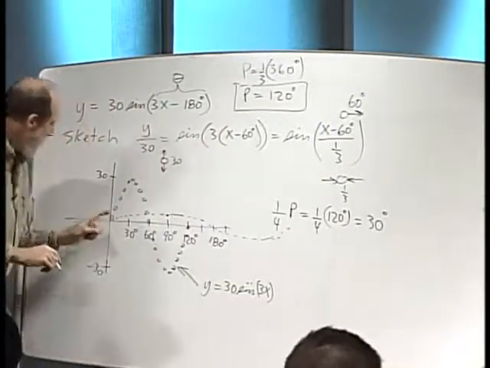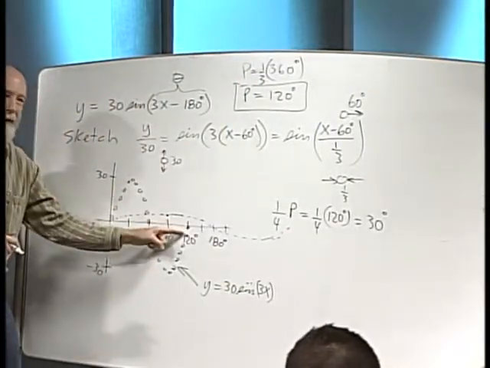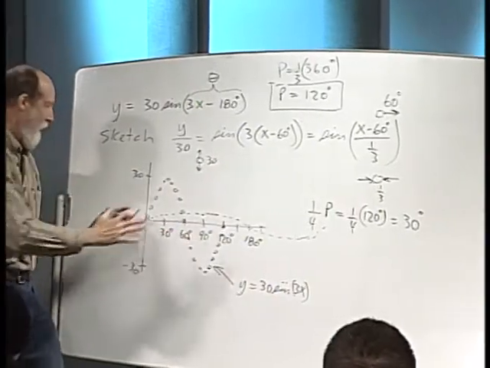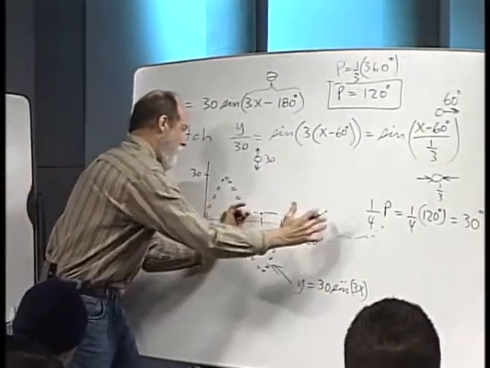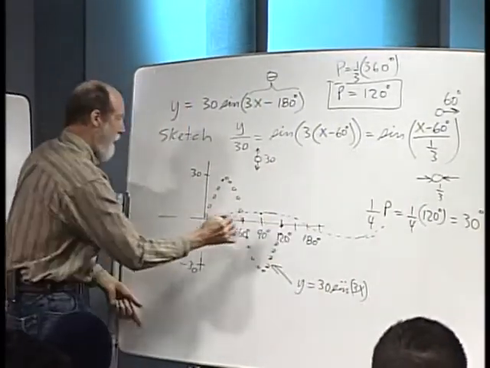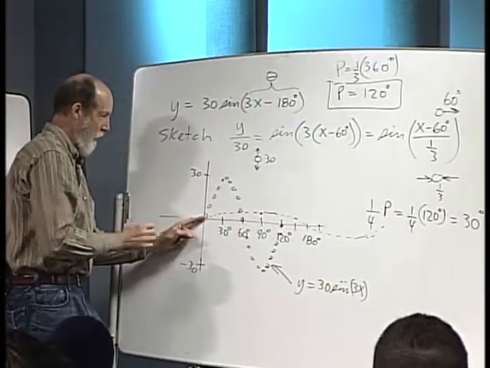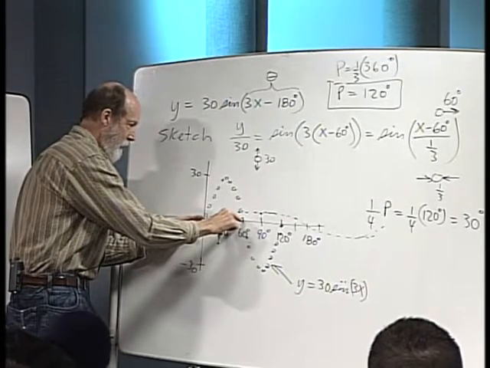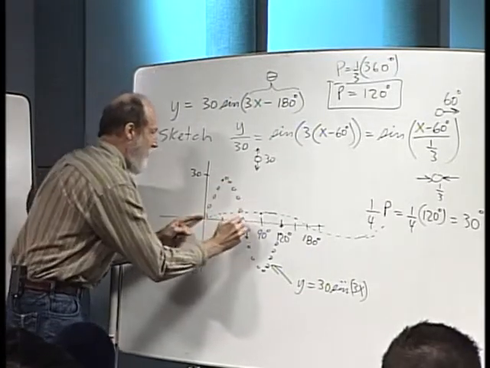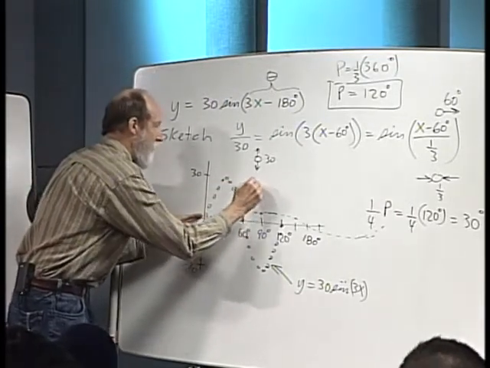That's the reason I wanted to bubble this fundamental graph here. And now I'm going to slide that whole thing over 60 degrees to the right. So the real graph is going to sit over here, start here. All these points are going to go 60 degrees to the right. So the final graph of this function is going to look like this.